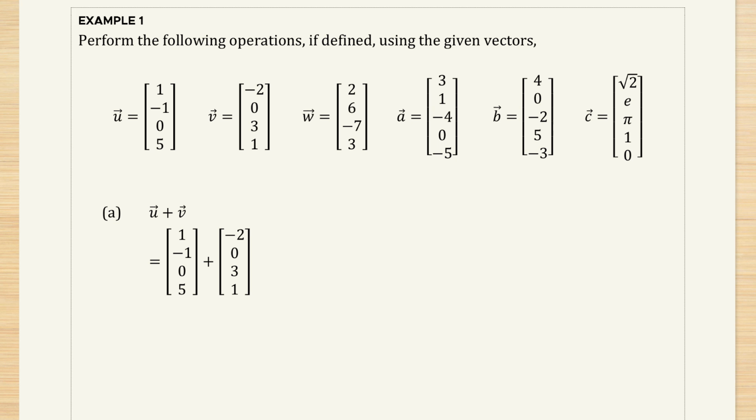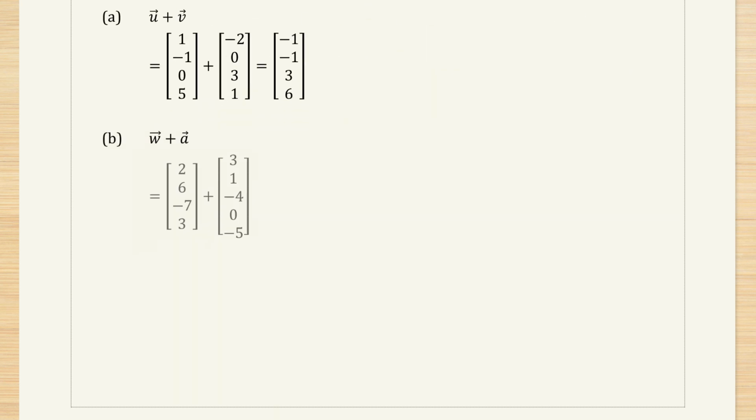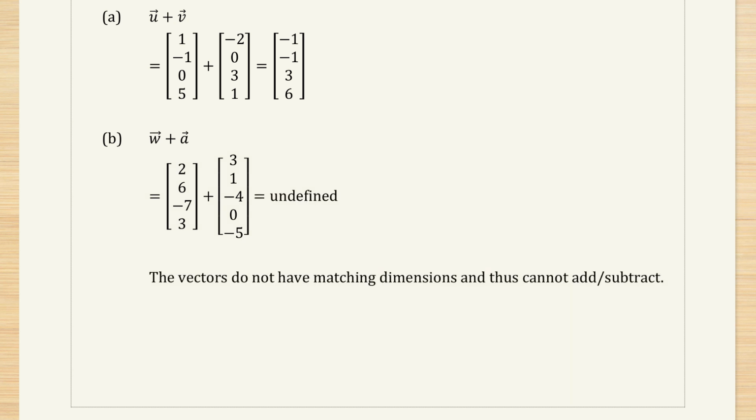u plus v, adding component by component. 1 plus -2 is -1. -1 plus 0 is -1. 0 plus 3 is 3. 5 plus 1 is 6. w plus a. This is not defined because these vectors have mismatching dimensions. w has 4 components and a has 5 components, so if we were to add or subtract them together, we run out of numbers.